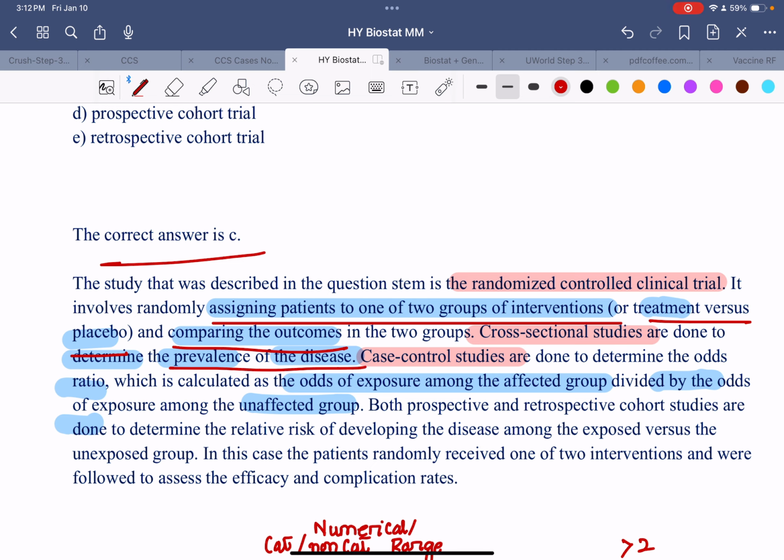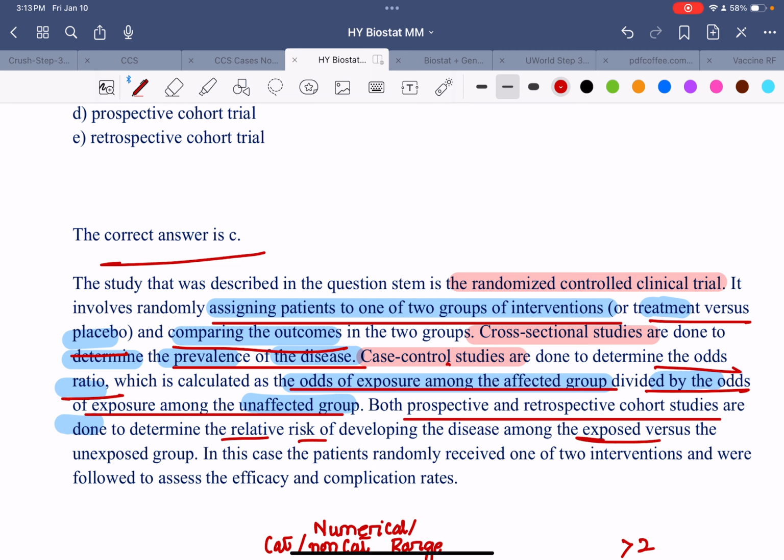And what is the study that is done to determine the prevalence? That is known as cross-sectional study. What is the study done to determine the odds ratio? That is the odds of exposure amongst the affected group divided by the odds of exposure amongst the non-diseased or non-affected group, known as case control, in which they have already developed the disease, but we are just finding the odds of exposure, right? And we already know that both prospective and retrospective cohort studies can be done, and in them we just find the relative risk.